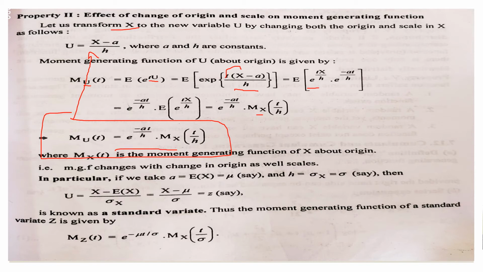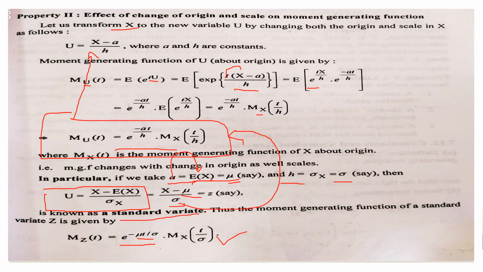Okay. Now, if we take a particular case, E(X) equal to mu, the mean, and h equal to the standard deviation sigma, what does this U become? U is equal to (X minus mu) upon sigma. Here, instead of a we have taken the expectation E(X), which is called the mean. So the formula will be reduced to e raised to power minus mu t upon sigma times M_X(t upon sigma). Instead of a we have taken mu, and instead of h we have taken sigma, which gives the standard variate. This is a special case for the standard normal variate.